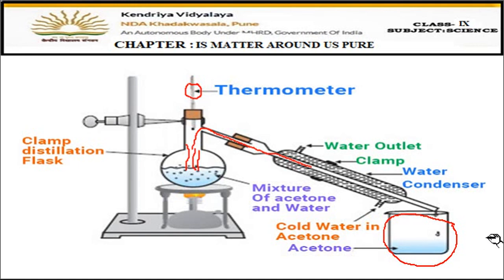Once all the acetone comes out, the temperature again starts rising. Then when 100 degrees Celsius is reached, water vapors will start coming out, which can be collected in another beaker. So this is the method of simple distillation. Remember that the liquids should be miscible, and another important thing is that there should be a difference of 30 to 50 degrees Celsius in their boiling points, otherwise simple distillation will not work.